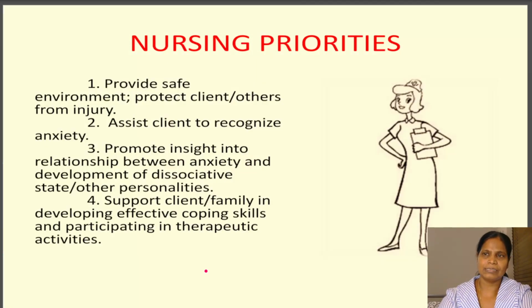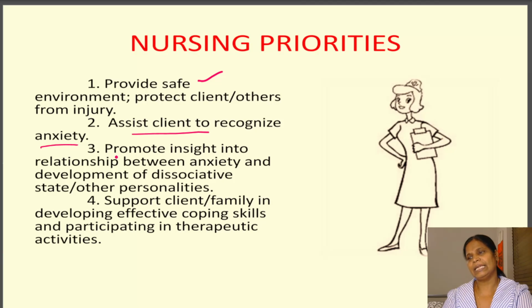Then after nursing assessment, we will have our nursing priorities. First one is to provide a safe environment for the person, to protect the person from doing harm to himself, at the same time protecting others from the patient who is trying to harm. Next, assist the client to recognize anxiety. Whatever is causing anxiety in the person, you need to assist. As a nurse, how can you assist?